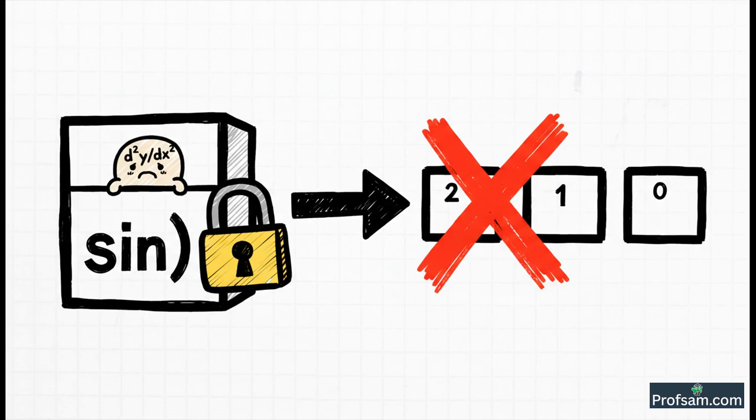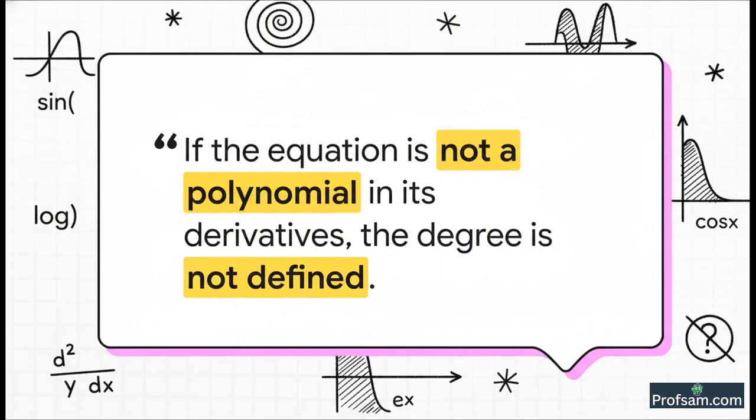For an equation to be a polynomial in its derivatives, all the derivative terms have to be out in the open. But here, our highest derivative is the input to the sine function. Because it's stuck inside, we can't really talk about its power in the normal way. And that brings us to our final rule for today. If the equation is not a polynomial in its derivatives, which basically means a derivative is stuck inside another function like sine or log, or even e to the power of something, then the degree is simply not defined. So for that example we just saw, the order is 2, but the degree is not defined.